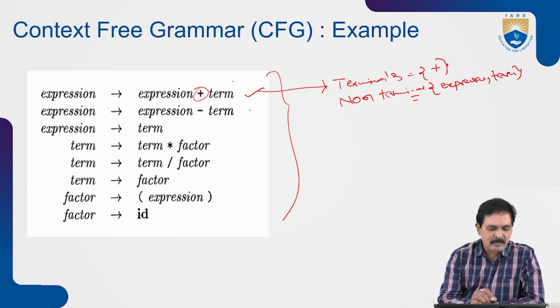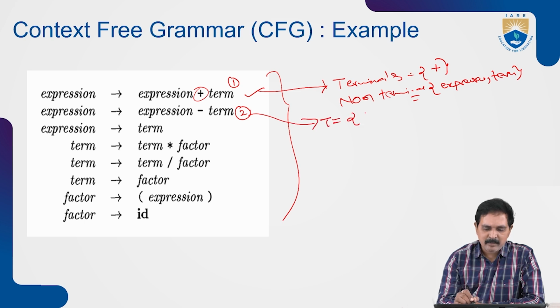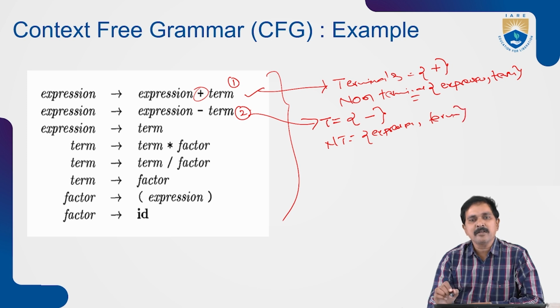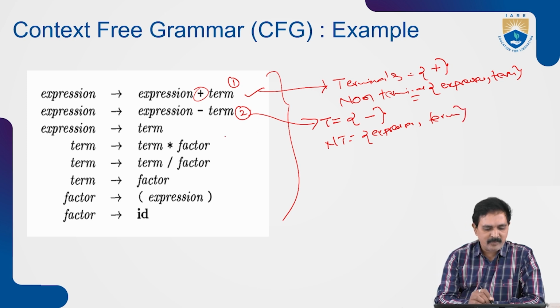This is the first production. You go to the second production. Here, what are the terminals? The terminal is a different operation; the particular symbol is minus. And the non-terminals are the same as what you received in the first production: expression as well as term. So this is the idea of the second.